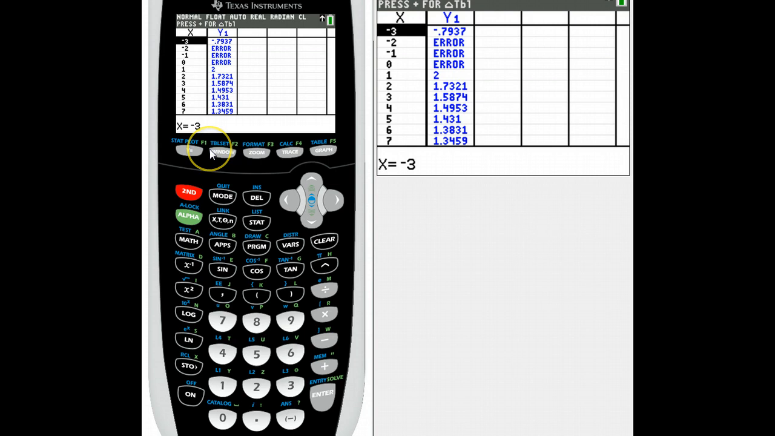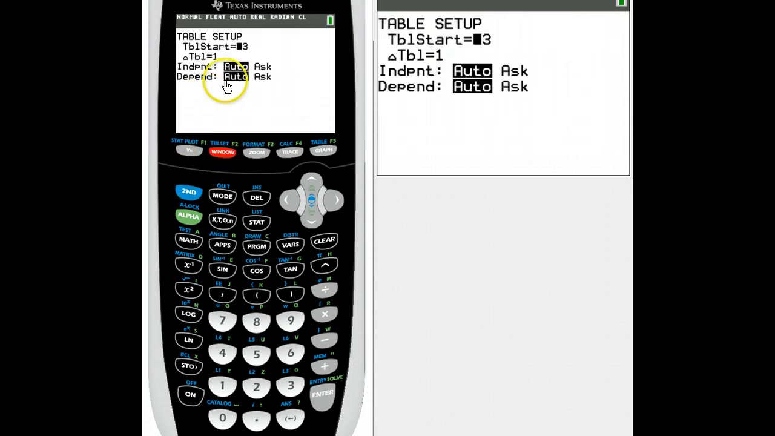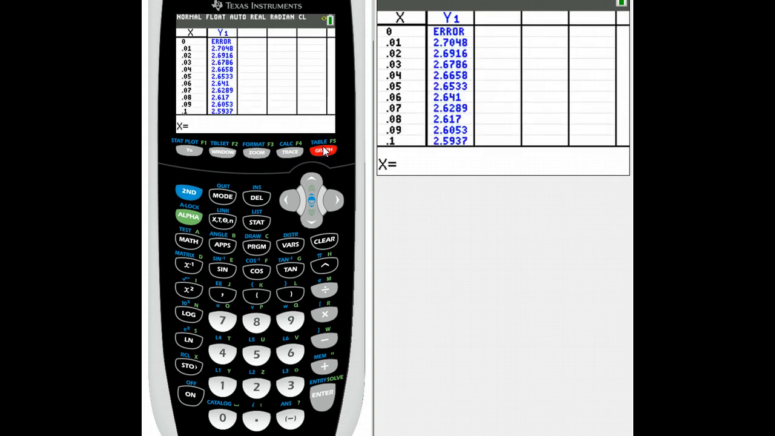So if we wanted to change where we're looking, we hit second, and then right here it says table set. That's the second function on window. So since we're trying to figure out what's happening around 0, how about we start around 0? And remember, we're trying to figure out what's happening very close to that x value of 0, so we don't want to go in increments of 1. You can try something first like 0.01, and then let's go back to the table and see what's happening.